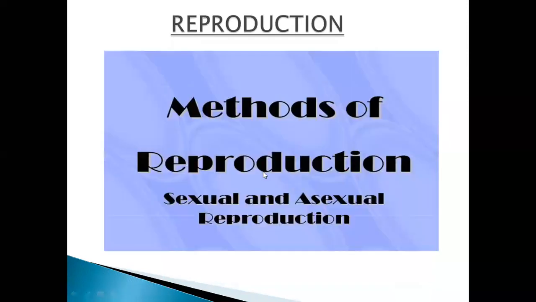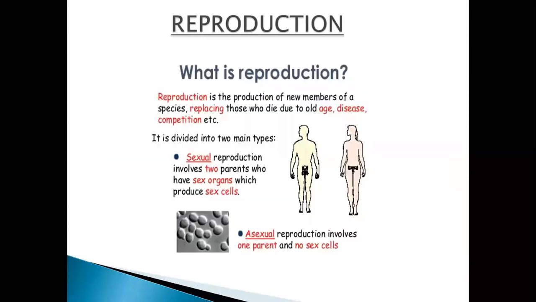So let's see about reproduction. We have two methods of reproduction, sexual reproduction and asexual reproduction. Let's see the difference between them. You are well aware that reproduction is the production of new members of a species, replacing those who die due to old age, disease, competition, etc. Now we have divided reproduction into two types: one is sexual and the other is asexual.